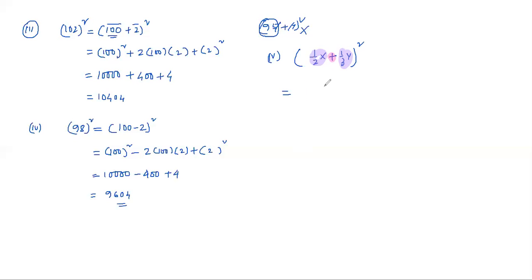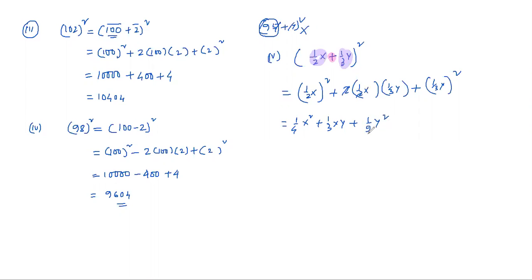So this is the place for a square, two times a b, and this is the place for b square. Now just give the input. A is half x, here also half x, 1 by 3y, 1 by 3y. So now you simplify half x whole square, that is 1 by 4 x square, and then you can cancel this 2 here, then it will be 1 by 3 xy, and next one is 1 by 9 y square.